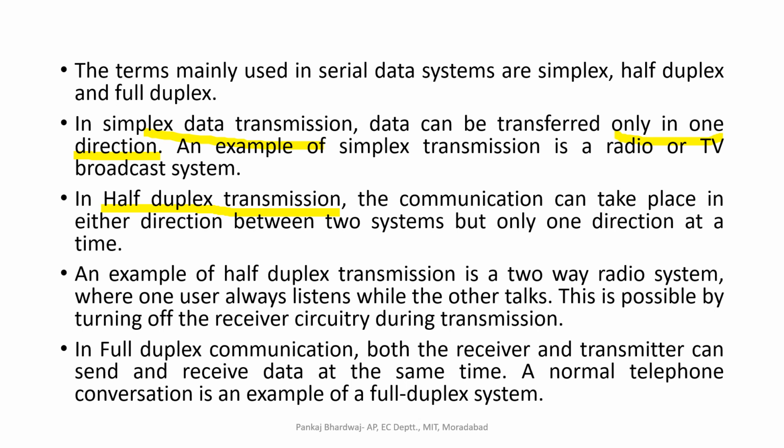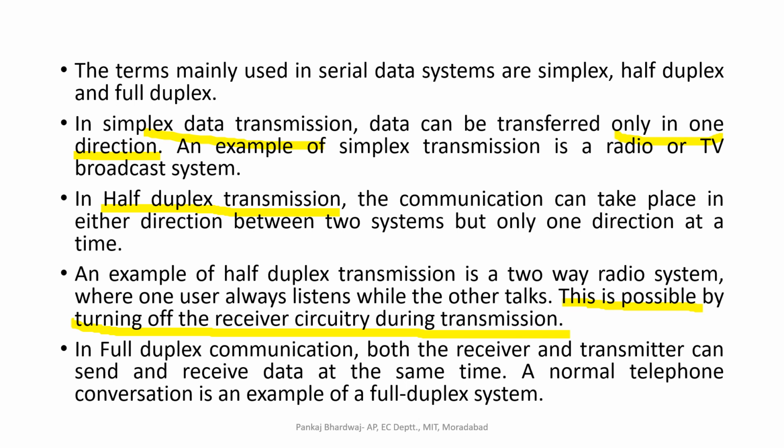If we have two people with walkie-talkies in their hands, every person can communicate with the other, but only one signal can be propagated through this wireless medium. Only one direction is possible at a time, that is a half duplex system, right? This is done when we turn off the receiver circuitry during transmission. So when we transmit, the receiver circuitry of that device is turned off, and only then can it work as a transmitting device. On the other side, when it is receiving, the transmission circuitry is turned off.